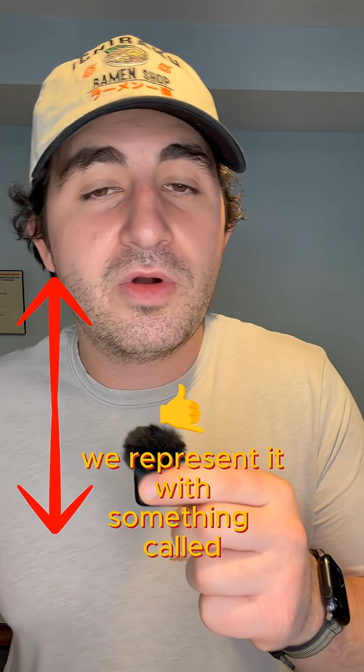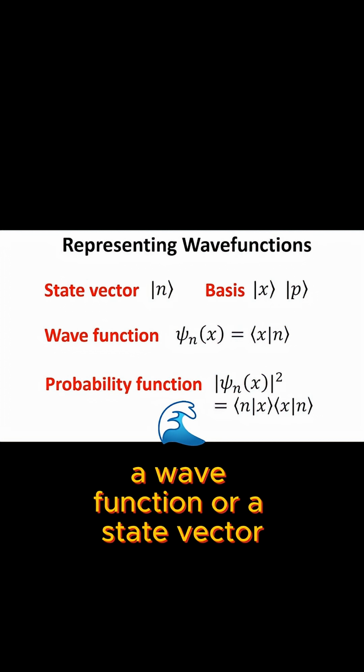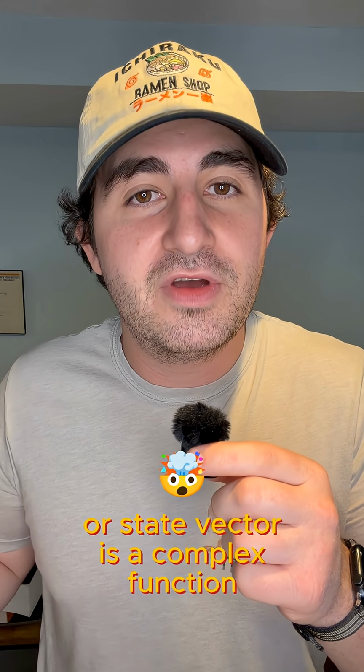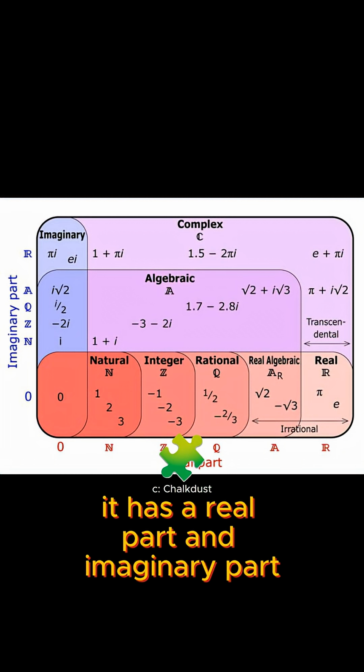How do we represent that? We represent it with something called a wave function or a state vector. Kind of the same thing. Different versions of representations of the same thing. Now, this wave function or state vector is a complex function. It has a real part and imaginary part.